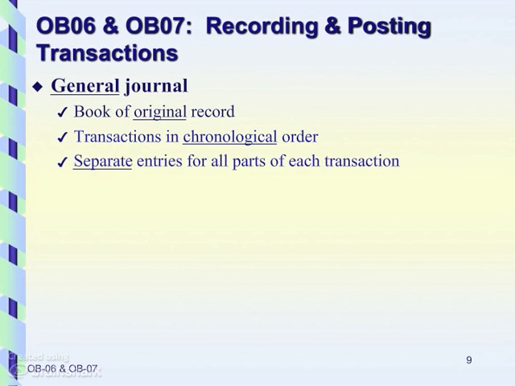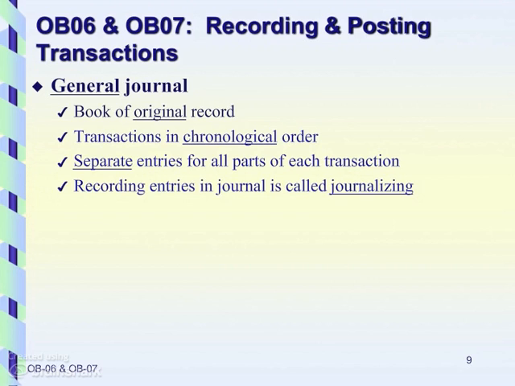Going back again and reflecting on the first semester, our general journal is our book of original record. This is where we record our transactions when they take place. We record them, of course, in chronological order. And there should be separate entries for all parts of each transaction. So for each, the debit and credit parts, there should be a separate component to the entry. And then we should record our entries in the journal, and that is called journalizing.